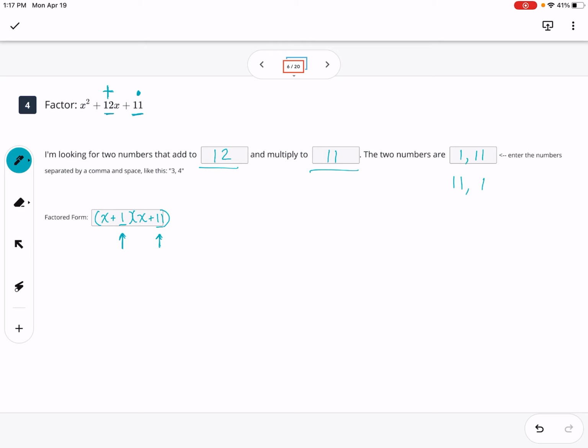Okay, and notice if I were to multiply these back together, and I can do this to check, I would say, okay, x times x is x squared. This is plus 11x plus 1x plus 11. And when I combine my like terms, I would get 12x here. So you can always multiply to check, right? But the trick is I'm looking for two numbers that add to this number, multiply to this number.